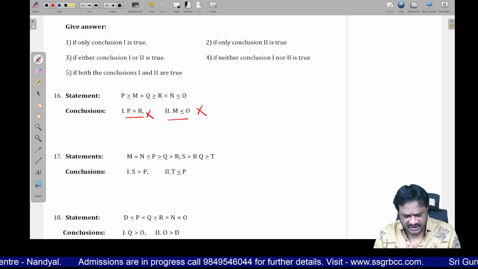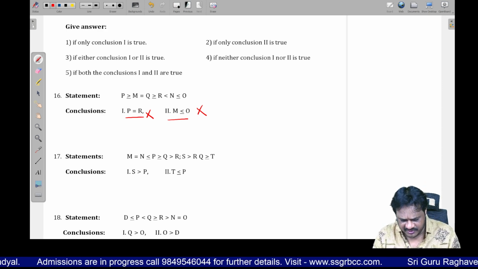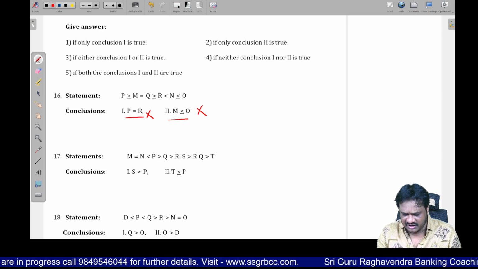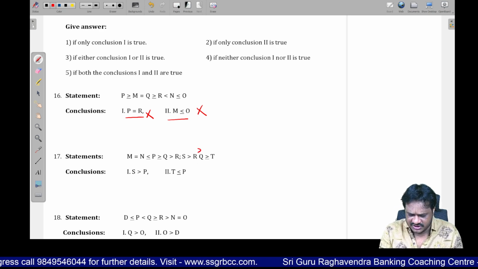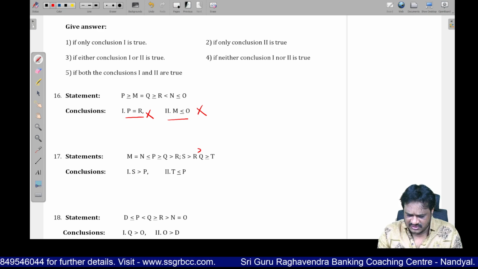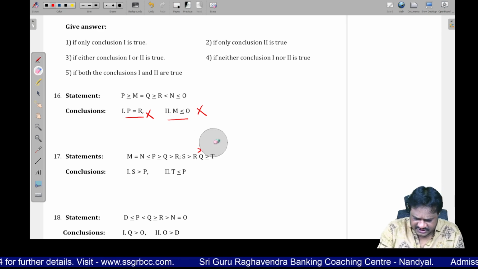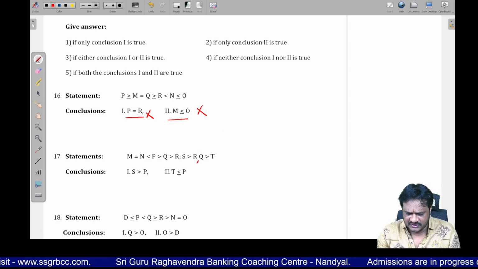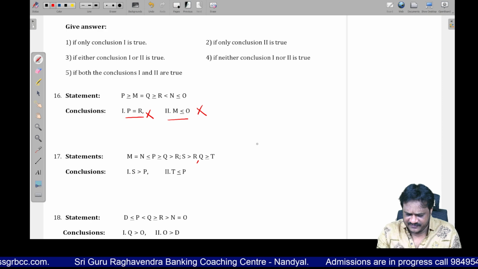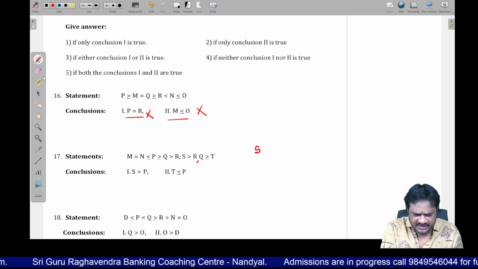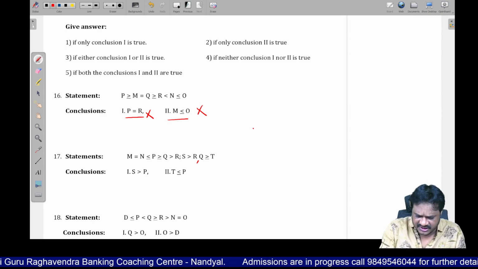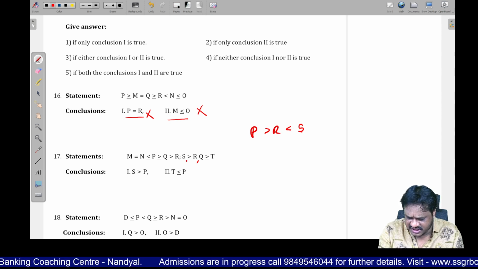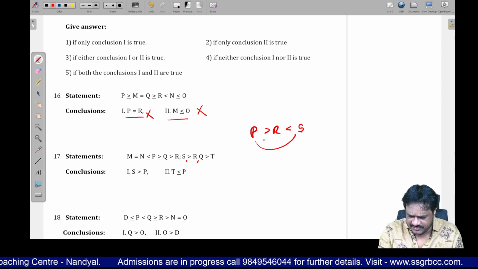17th question. M is equal to N, N less than or equal to P, P greater than or equal to Q, Q greater than R, S greater than R, here R greater than Q. That is missed. Sorry. S greater than R and Q greater than T. Now, S greater than P. Let us see. S greater than P. From P to R, what is the symbol? Greater. S greater than R means R less than S. Therefore, S to P, there is no common symbol.